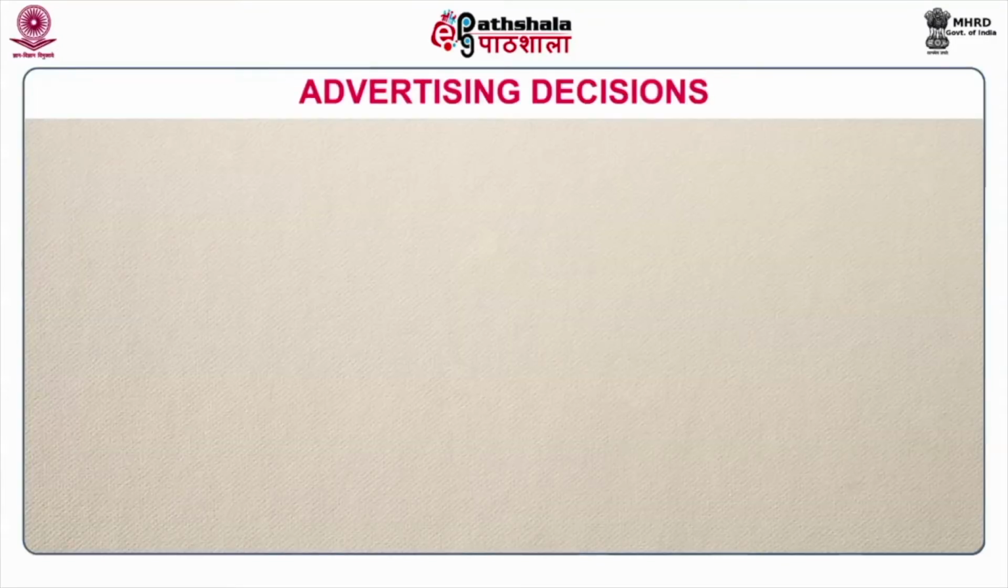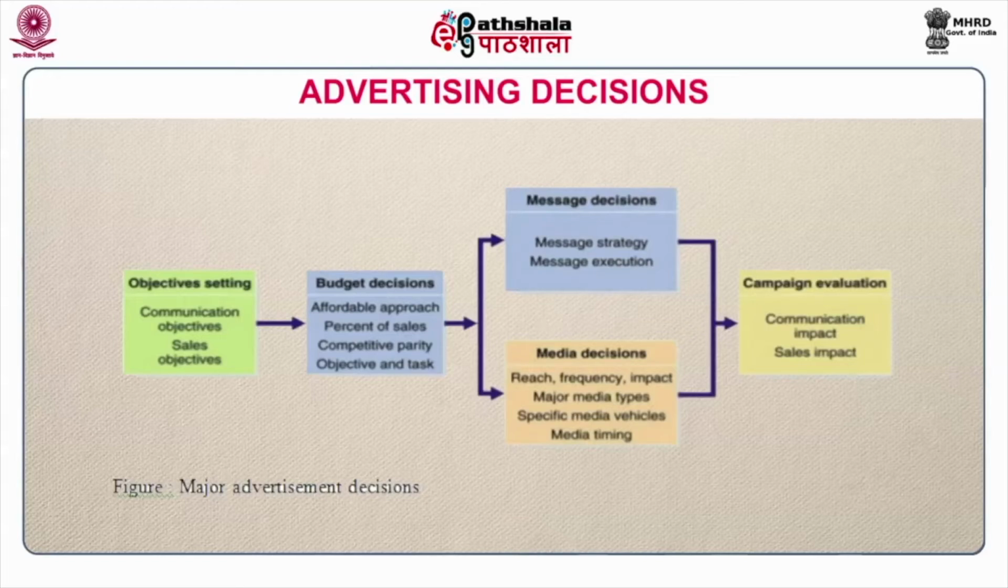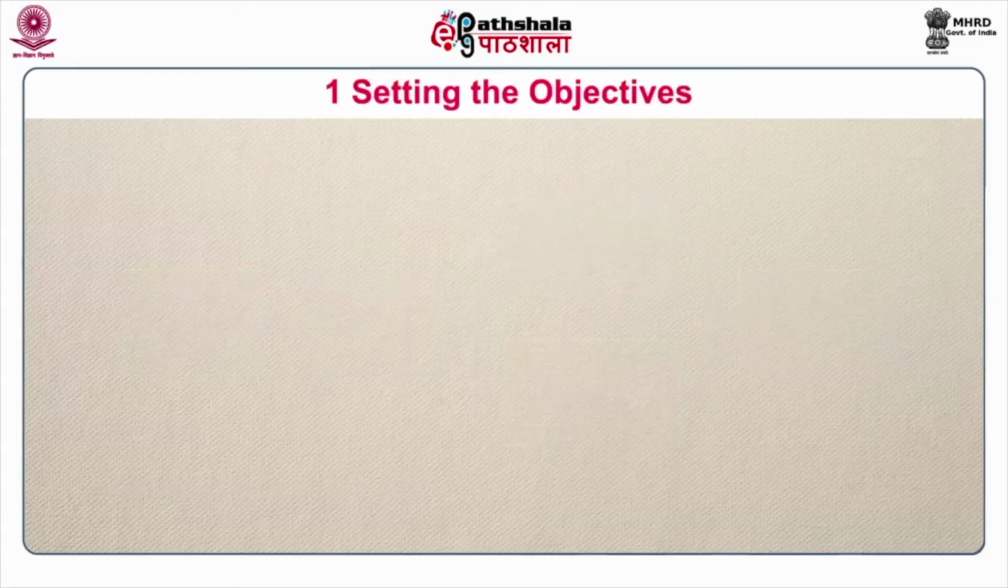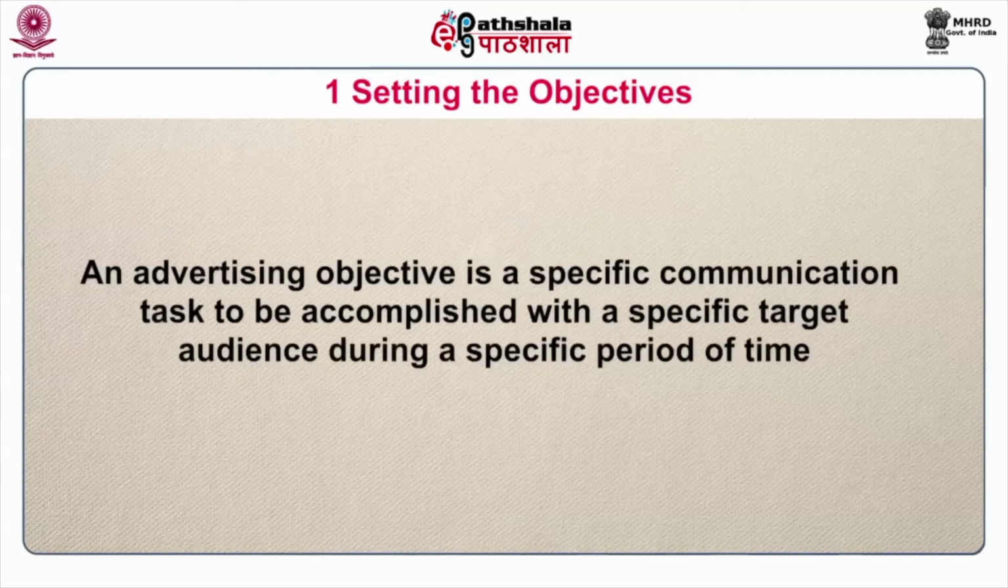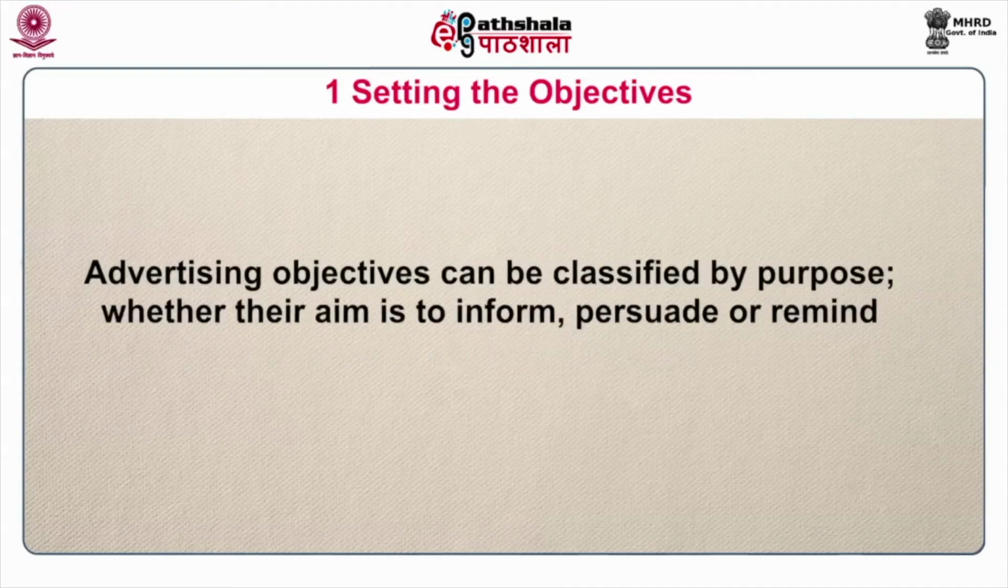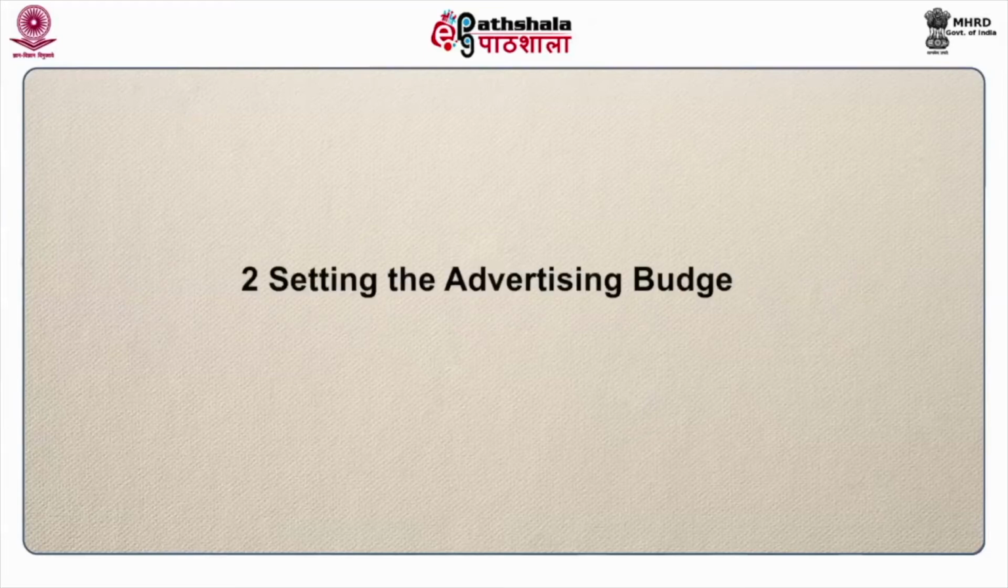Next, let us move to advertising decisions. Whenever an advertising program is prepared, the marketing management should take into account the 5 advertising decisions. These decisions are: number 1, setting the objectives. An advertising objective is a specific communication task to be accomplished with a specific target audience during a specific period of time. Advertising objectives can be classified by purpose, whether their aim is to inform, persuade, or remind. Number 2, setting the advertising budget.